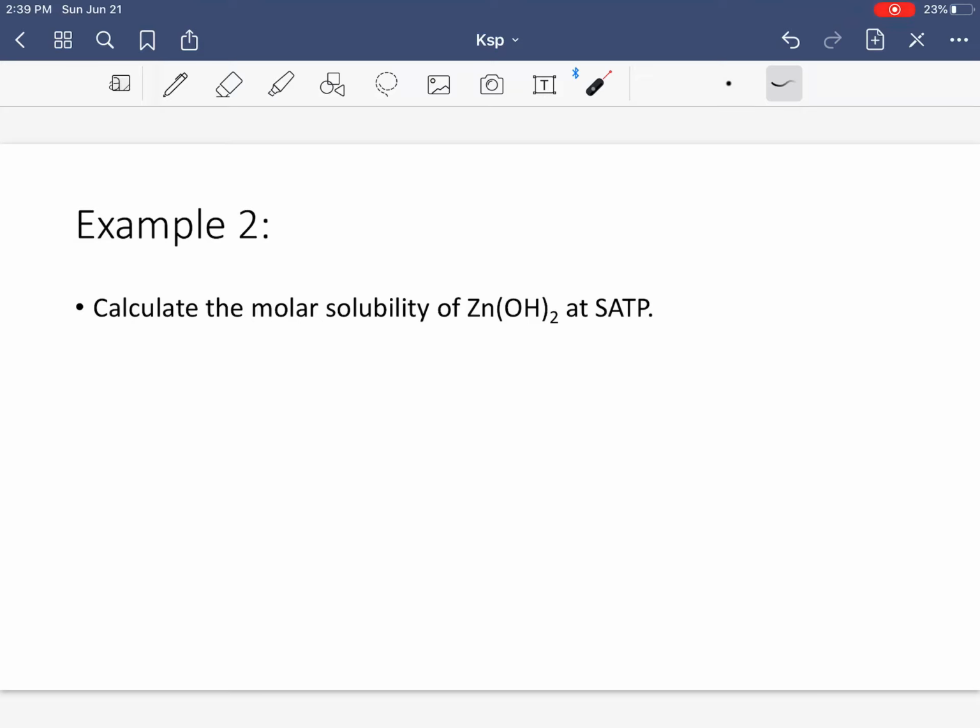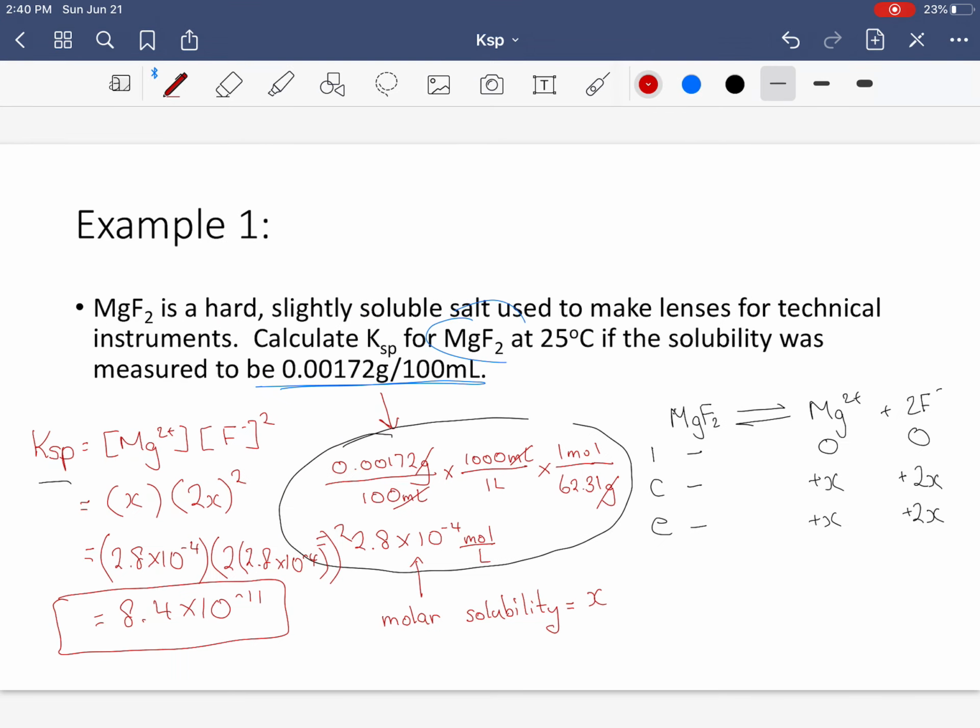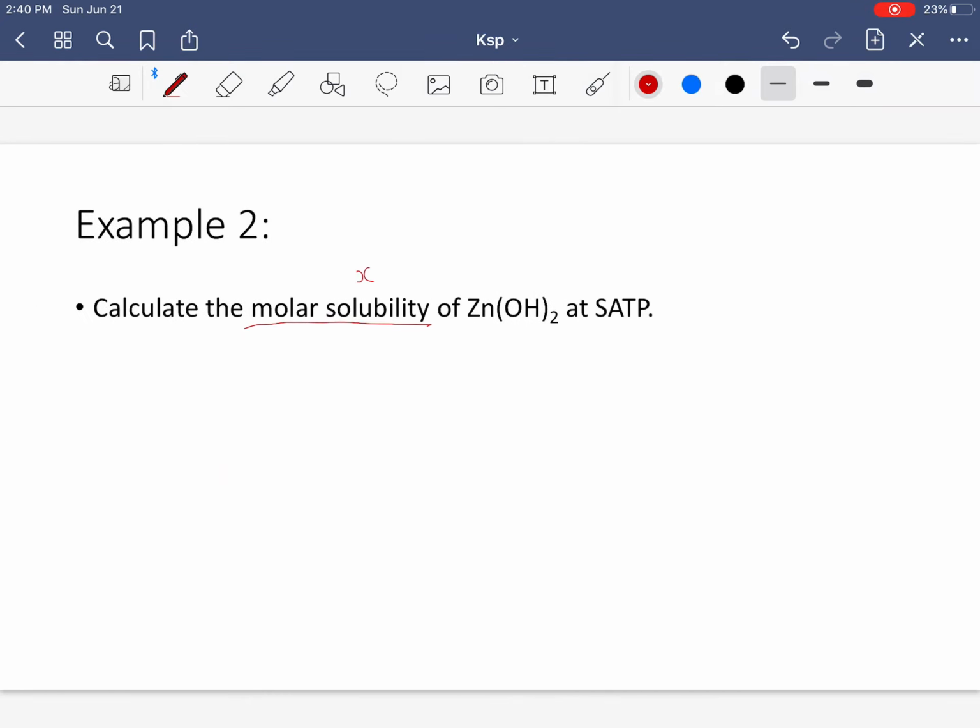And again, I do have one for you to do. So for the Ksp of zinc hydroxide, you can easily find it in your IB handbook. So let's do this one together. Now, this one I'm not asking you to find Ksp. This one I'm asking you to find molar solubility. So if you remember, this is molar solubility. So I'm looking for x.